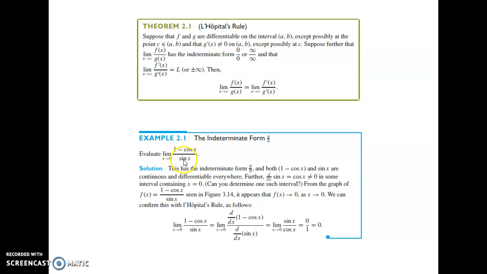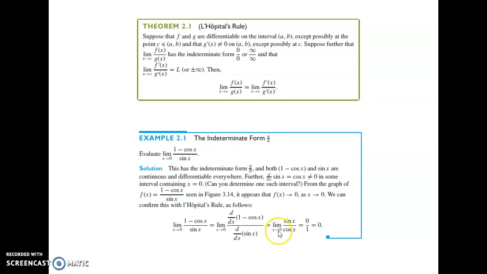Limit of 1 minus cos x by sin x as x tending to 0. Put x is equal to 0. Cos 0 is 1. 1 minus 1 is 0, sin 0 is 0, so therefore you get 0 by 0. What I will do, I will differentiate the numerator and denominator separately, not together. So derivative of 1 minus cos x, derivative of sin x. So here I applied L'Hopital's rule. Derivative of 1 is 0, derivative of cos x is minus sin x, so minus into minus is plus, derivative of sin x is cos x.